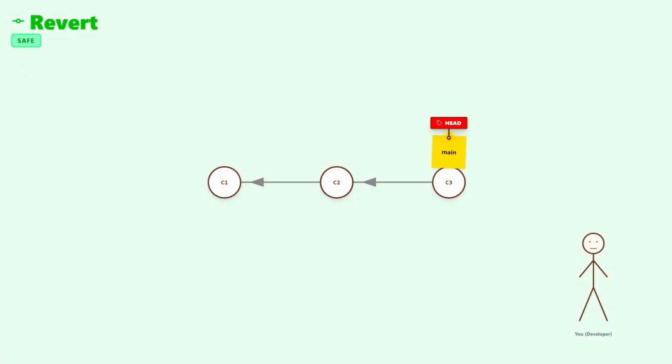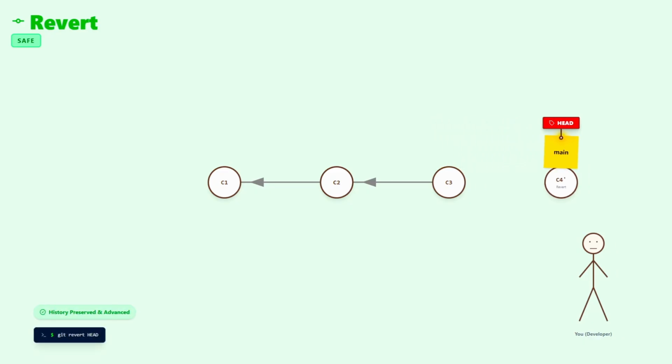Revert takes a completely different approach. It does not move pointers at all. Instead, it creates a new commit that undoes the effects of an old one. History is preserved and moves forward. This is the only safe way to undo changes on shared branches.